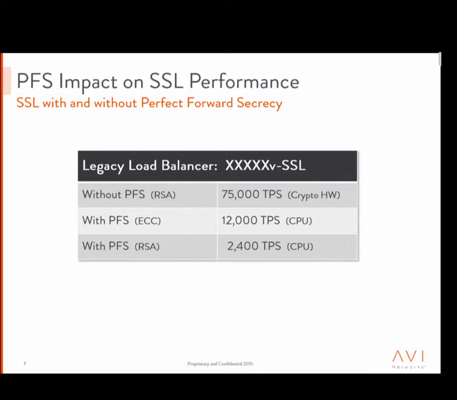Now, the important thing to know as well is that this is with RSA. If you're using elliptic curve, it definitely gets better performance. Specifically for PFS, but just in general, it's better performance than RSA, which is why the industry is really starting to look at, hey, we need to migrate from RSA to elliptic curve. Some vendors support EC, some do not. The problem there is that some clients support EC, some do not.